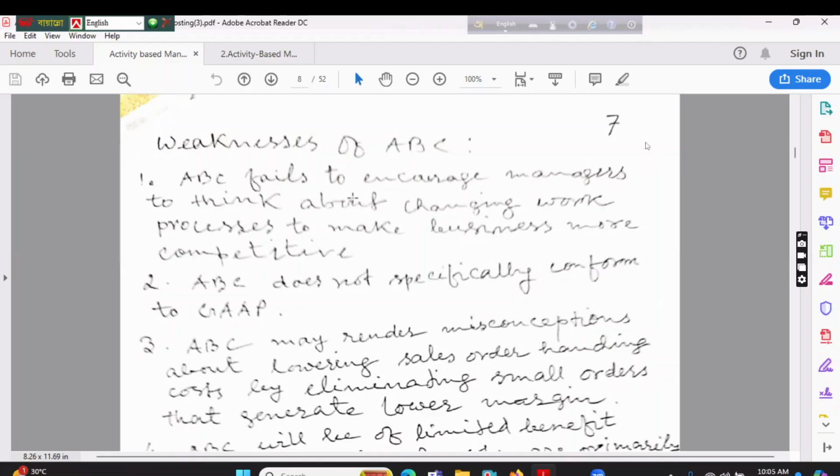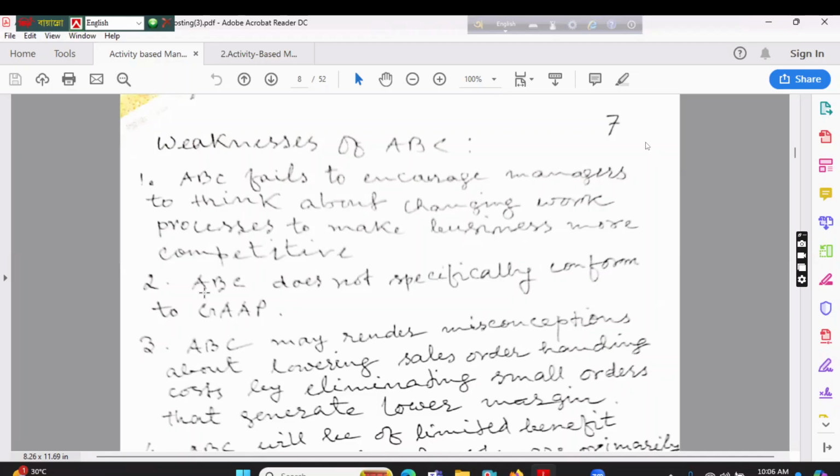ABC fails to encourage managers to think about changing work processes to make business more competitive. If you don't understand, you can write it down in your notebook. ABC fails to encourage managers to think about changing work processes to make business more competitive.